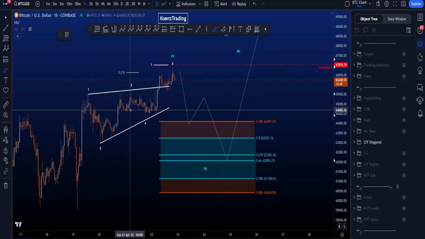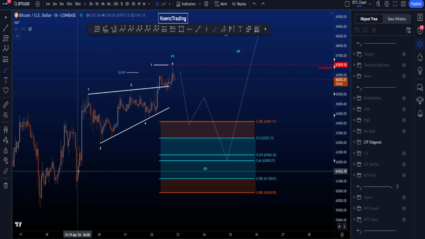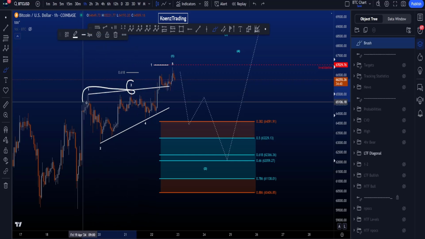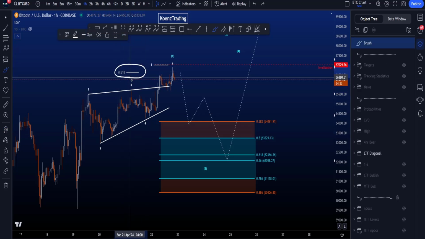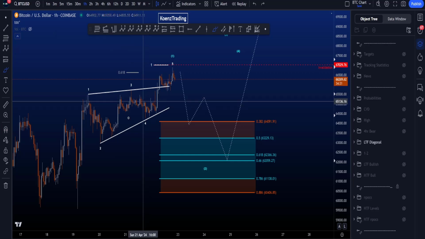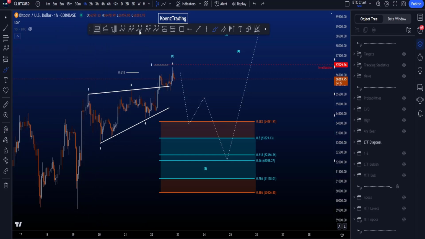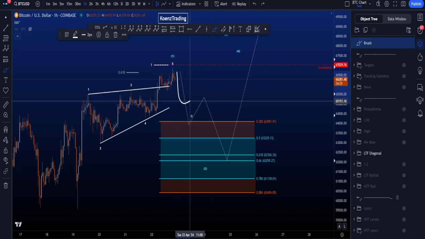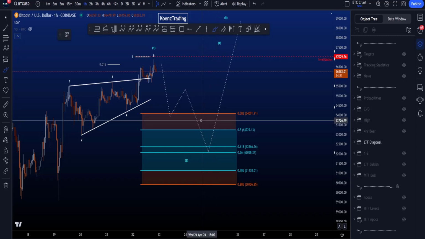Now, the probabilities for this scenario are a little bit lower because of this wave 3 over here being very short. This wave 3 did, however, take the high of wave 1, which is the minimum requirement, so that is positive, but it didn't actually reach the usual minimum target, being the 0.618 trend-based fib extension from the low to the high to the low over here. Of course, if price is going to move to the downside impulsively, then this scenario gets a higher probability.